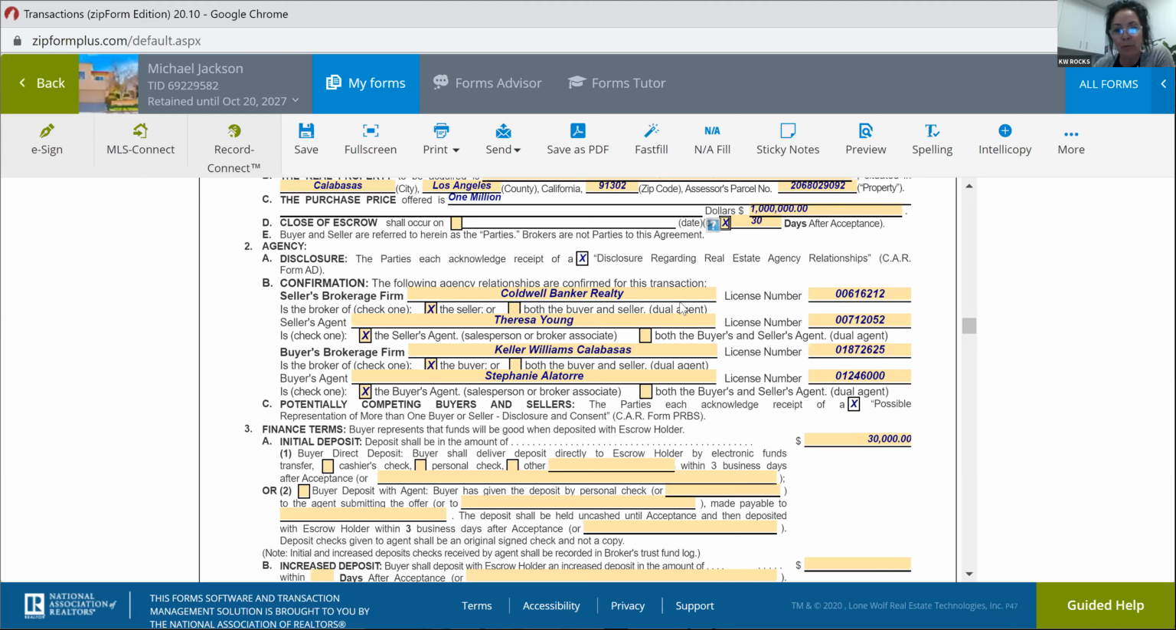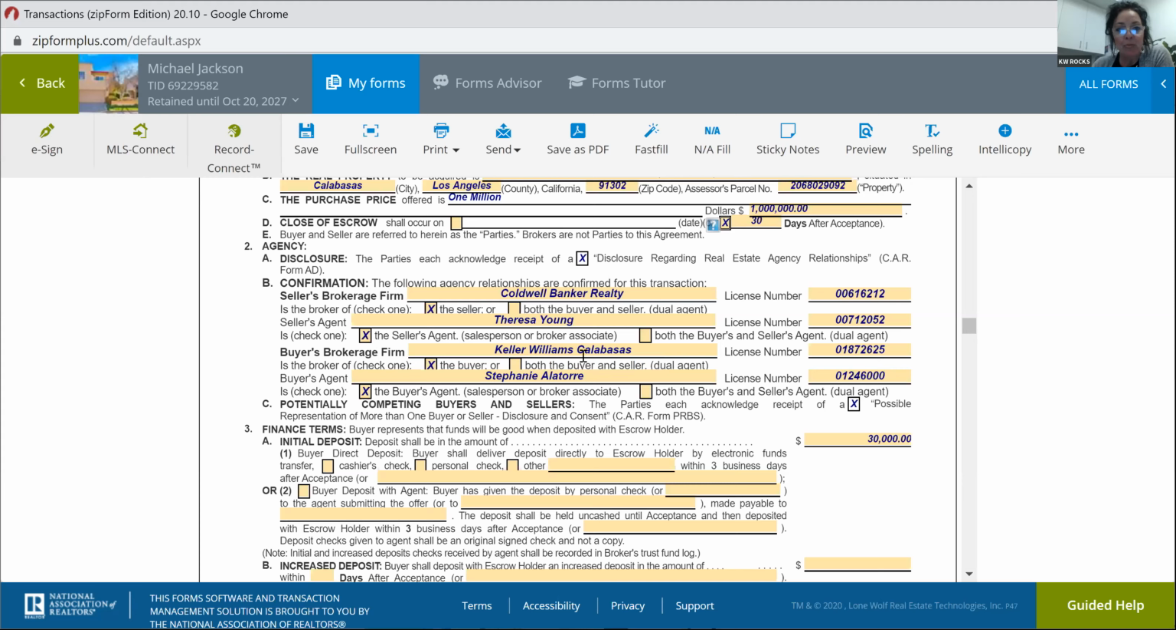Seller's brokerage firm on this particular property is Coldwell Banker Realty. This is their broker's license number. Then you have to check the boxes. Agency has to be confirmed 100%, all the time. So they represent the seller, right? So this is the company, this is the broker, this is the agent. You put the license numbers in. The license numbers of everybody is on the MLS printout sheet, okay? So you would check they represent the seller and then the seller's agent.